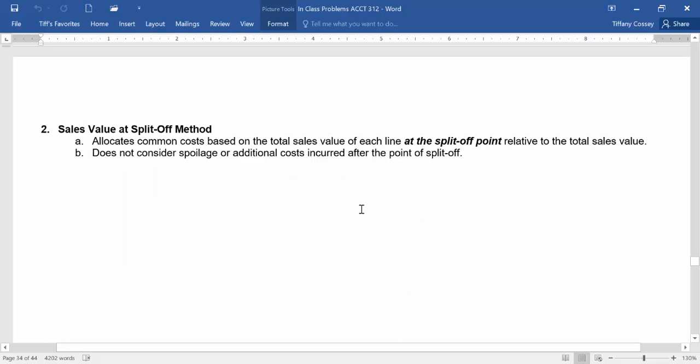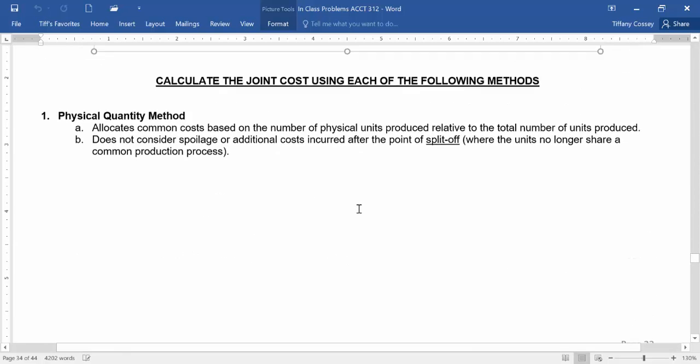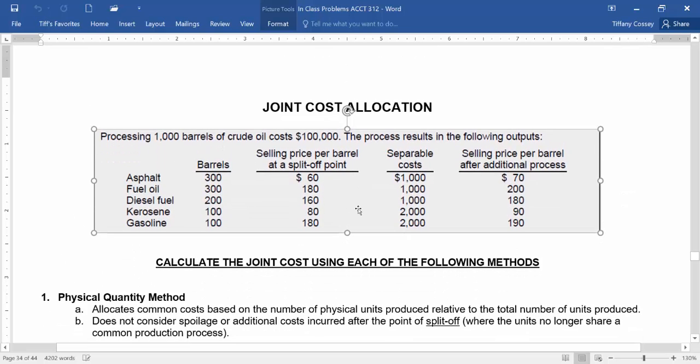So to do this calculation, we need to figure out what the total sales value of the line would be at the point of split-off as compared to the total sales value of all products at the point of split-off. So when I say that, let me put some numbers to that. I think it's going to make a little bit more sense. We go back up here, and this chart tells us what our selling price per barrel would be at the split-off point for each item.